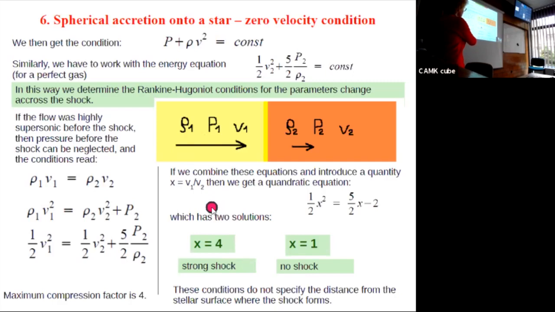That means that the jump in the velocity and the jump also in the density is by a factor of 4 in the case of strong shock. In all other shocks, it's smaller than 4. So this jump is not by orders of magnitude, as you might think, but still, factor 4 is enough to jump from supersonic to considerably subsonic.